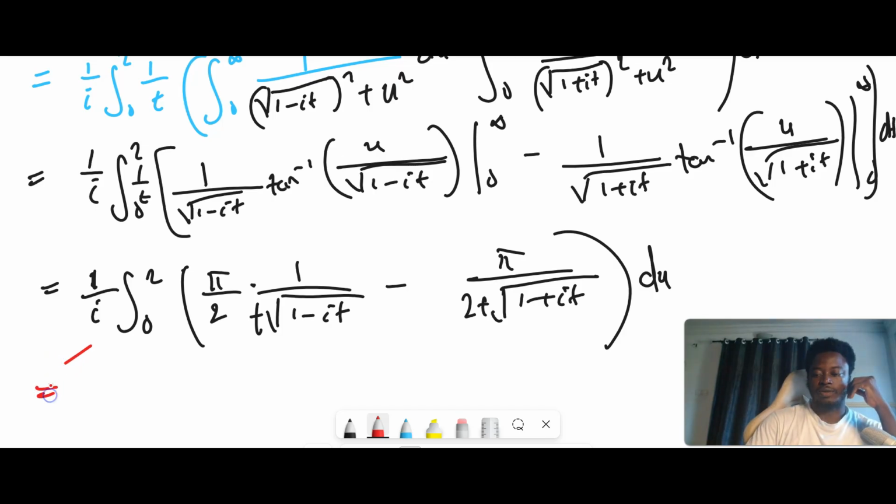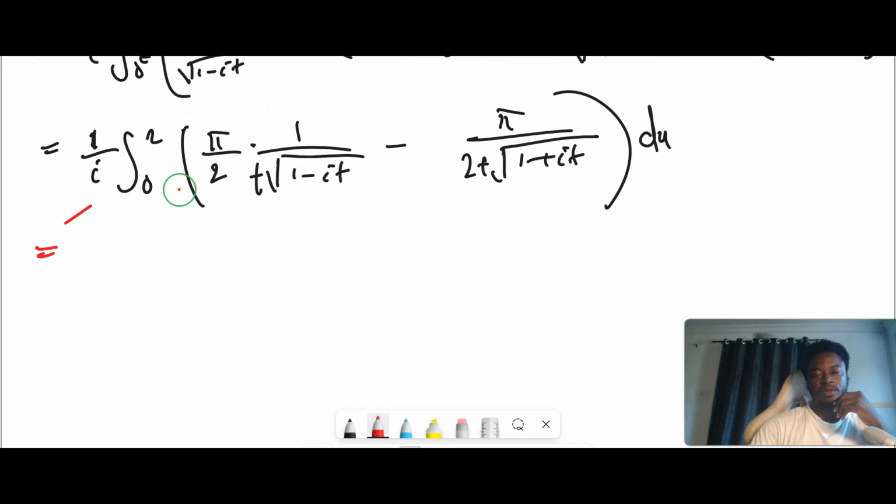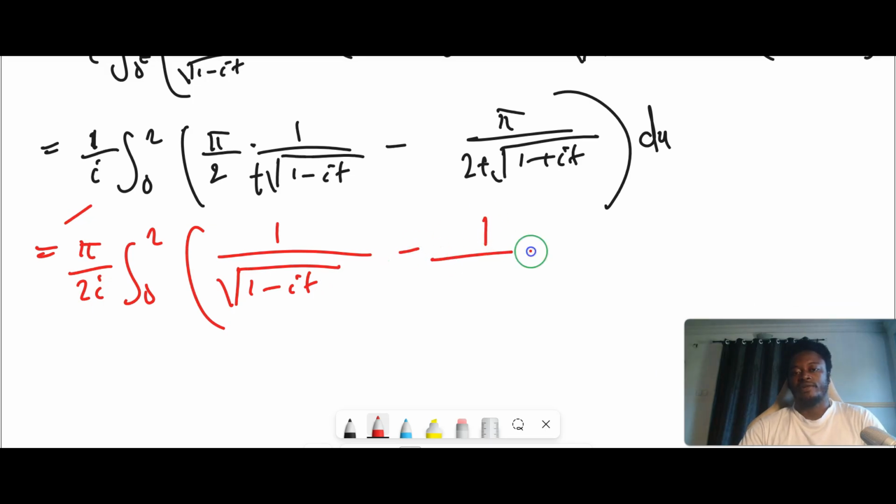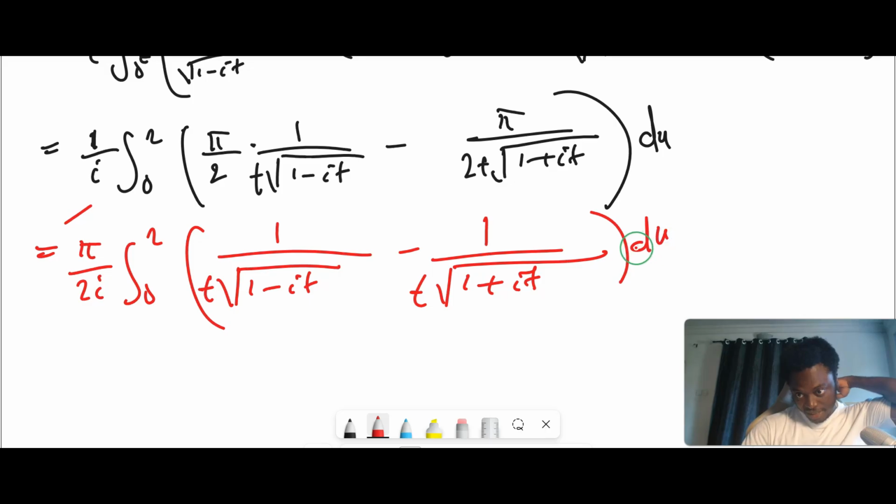Now this will be equal to, you can factor out the pi over 2. So pi over 2i times the integral from 0 to 2 of, notice that if you try to do these integrals individually, it will actually diverge. So we have to combine the integrals. So you have 1 divided by t square root of 1 minus it minus 1 divided by t square root of 1 plus it, dt. Now this is where you would call the deadlock, because it's difficult to proceed from here.